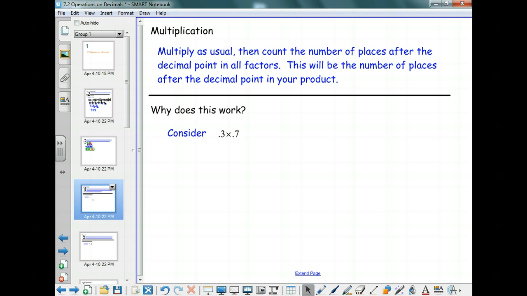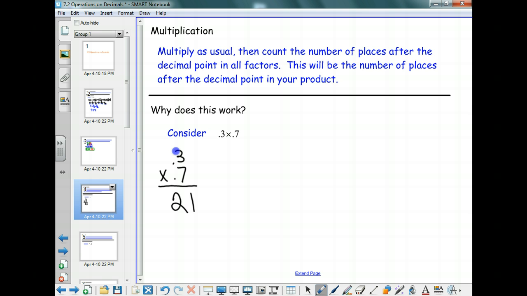So let me do an example with this one, and I'm going to show you first what that's describing, and then we'll actually talk about why that works. Okay? So this is 0.3 times 0.7, so that's actually like having the number 3 times 7. Now, these look like they're lined up. They wouldn't have to be. But what's 3 times 7? 21.